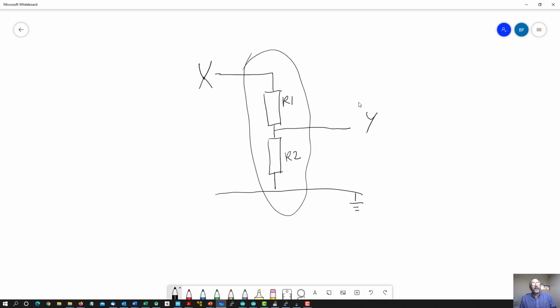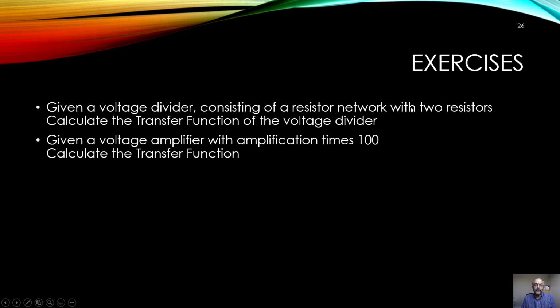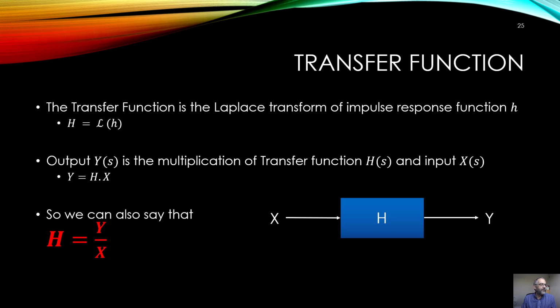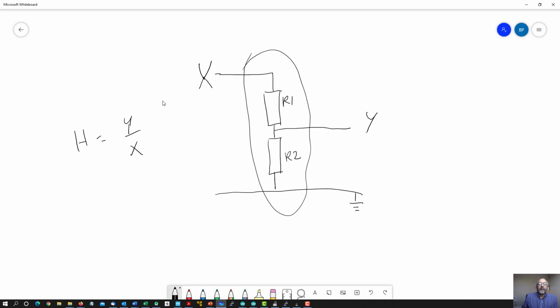we can quite easily calculate the transfer function. Given an input with the transfer function, remember, that is the output divided by the input. H is Y divided by X. So for this system, how can we calculate the transfer function? It's a very simple system, and you know that the output Y will follow directly the input X. I hope you know the formula for this system.